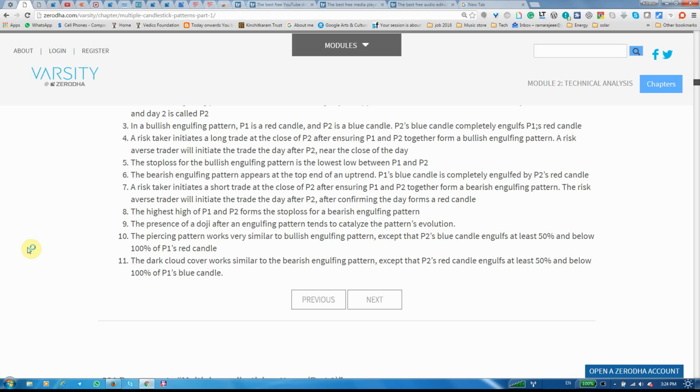The piercing pattern works very similar to the bullish engulfing pattern, except that P2's blue candle engulfs at least 50% and below 100% of P1's red candle. The dark cloud cover works similar to the bearish engulfing pattern, except that P2's red candle engulfs at least 50% and below 100% of P1's blue candle.